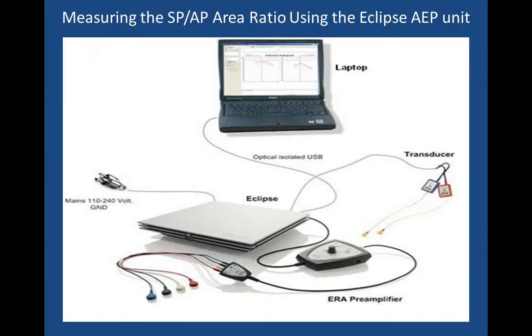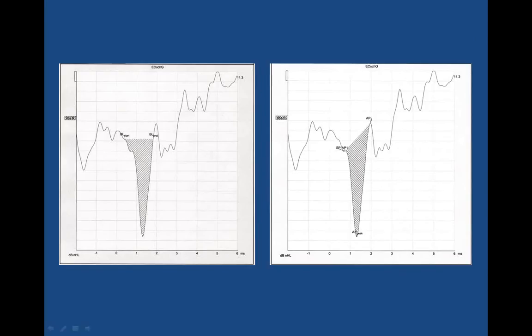I've presented this numerous places, a lot of workshops really around the world to a certain degree. And some evoked potential manufacturers, Interacoustics being one, have developed software protocols that now allow us to measure area values in addition to amplitude values. The Interacoustics Eclipse, shown here, is certainly one of those. And what I'm going to do in the next few minutes, what's left, is just show you how we do this. Here's a raw tracing, a normal electrocochleogram using the Eclipse unit.